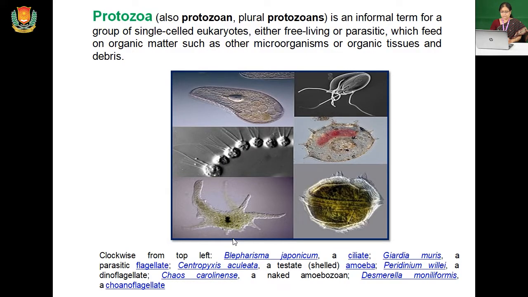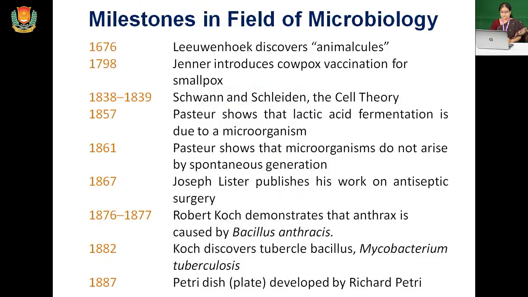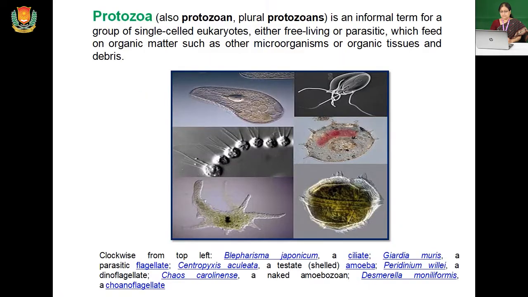These examples, from the top left, we are seeing Euglena japonicum, and going on with different types, Giardia muris and the flagellate ones. Here you are able to see the different forms of protozoans. This is just an example. There are a lot more protozoans which have ecological importance too.